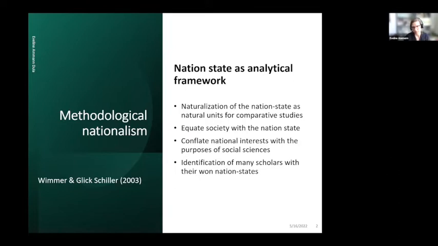So the nation state as an analytical framework should be overcome. We should overcome that naturalization of the nation state as a natural unit for comparative studies. This is a critique of methodological nationalism, which equates society with the nation state, because it is not. It is just a political entity. It also conflates national interests with the purpose of social sciences. So we should be attentive and aware of these implications, and of course also of our own identification with nation states, and maybe of the university or the place we are working at.